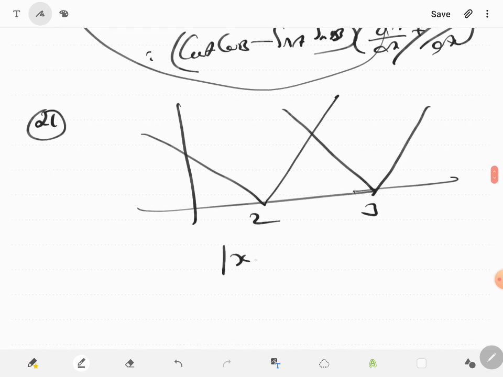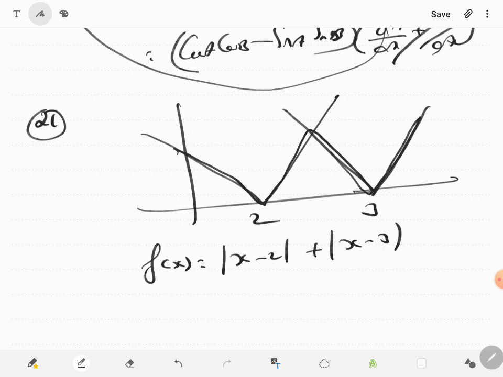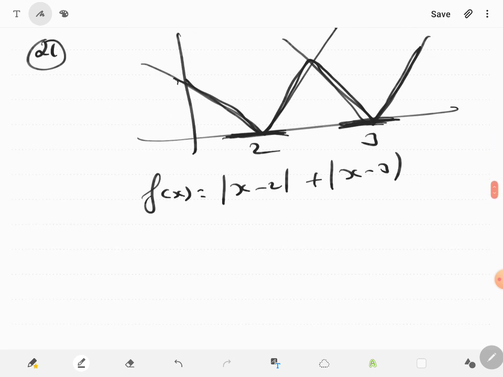This function is mod of x minus 2 and this function is mod of x minus 3, and the addition of these two functions will lead you to this, which is a continuous function. It's continuous everywhere. If you see, you can draw this without lifting your hand. Yes, continuous everywhere, but not differentiable at 2 and not differentiable at 3, because the slope does not exist at 2 and 3. So this is a good example of something which is not differentiable at exactly 2 points, but is continuous everywhere. Let's go to the next sum, which is the 22nd sum.